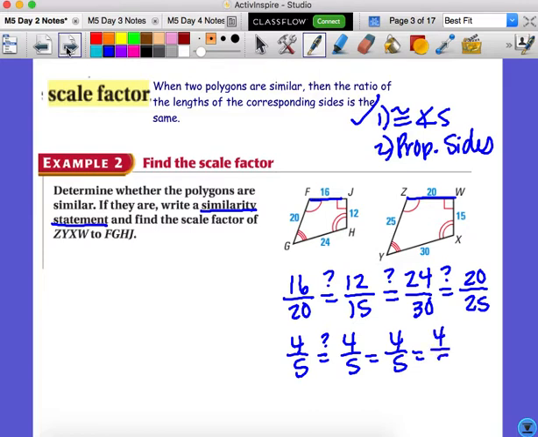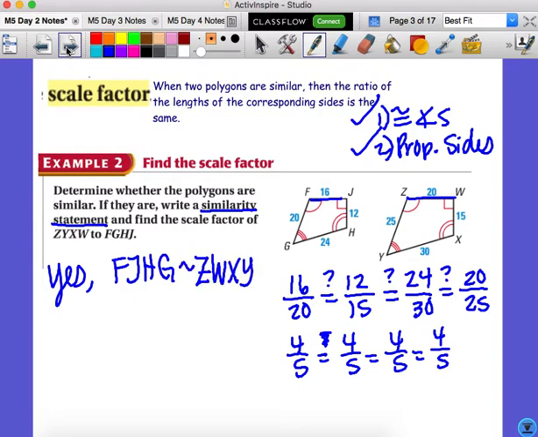So now that they're all equal to each other, I don't need this question mark anymore, but I do have now proportional side lengths. So since I have both requirements for similarity, I'm going to say yes, these are similar figures, and I'm going to make sure I list them in corresponding order. So FJHG is similar to ZWXY.